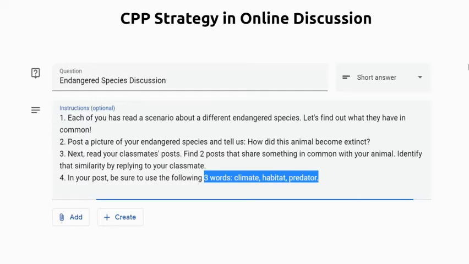Here is an example of a discussion question posted on Google Classroom. Number 1 sets the context by reminding them of their last task and identifies the purpose of the discussion. Numbers 2 and 3 prompt the students, letting them know exactly what they should be doing in the discussion, posting a picture, and responding to a question.